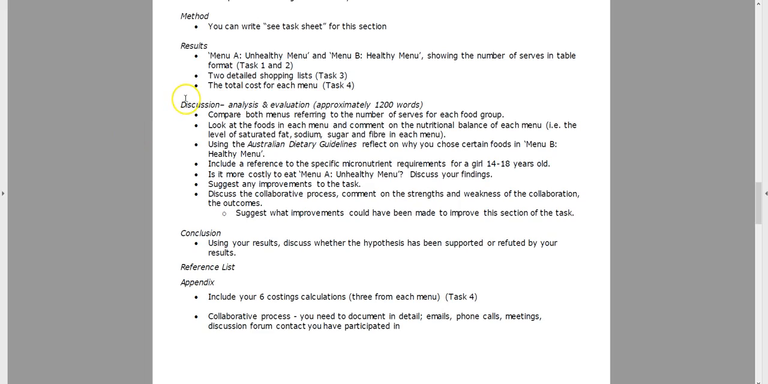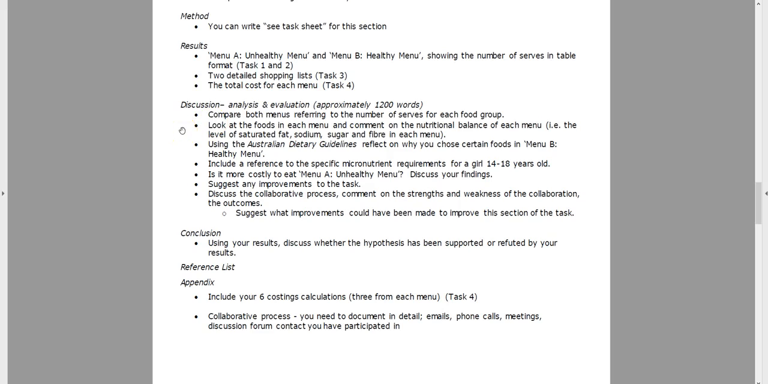Moving on to the discussion, analysis and evaluation, which is the bulk word count of your investigation. Firstly, you need to compare both menus referring to the number of serves for each food group. Not only does this include the 5 food groups, but it also includes discretionary choices as well. This section here is quite straightforward. You just need to compare the unhealthy compared to the healthy menu.